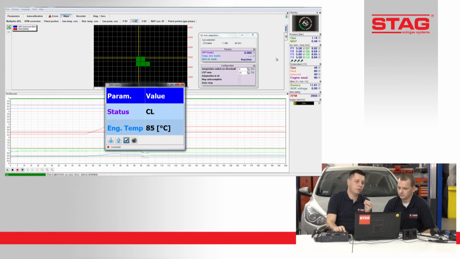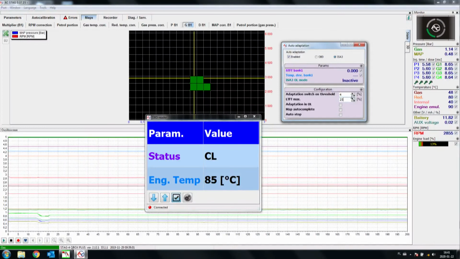And right now, what is important in ESA3? As you can see, you also have the LTFT max, so the maximum correction that ESA3 can make, and the adaptation switch on threshold, the same as on OBD. So if the changes are very small, 4% plus and minus, the system is not changing the injection time. But the difference between OBD and ESA3, as you can see, is that we have the map autocomplete and auto stop.